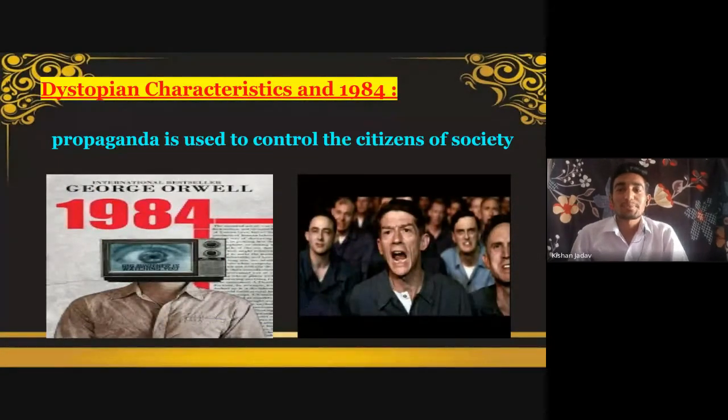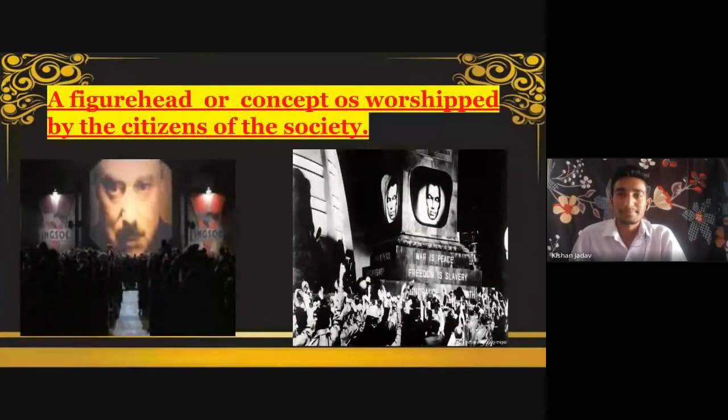Now some dystopian characteristics I connect to the novel 1984. First, propaganda is used to control the citizens of society. So radio or TV is always playing in 1984. The telescreen gives interruptions and provides information about events that are happening, and the Thought Police are working to keep watching the men. All these things are used to control the citizens of society.